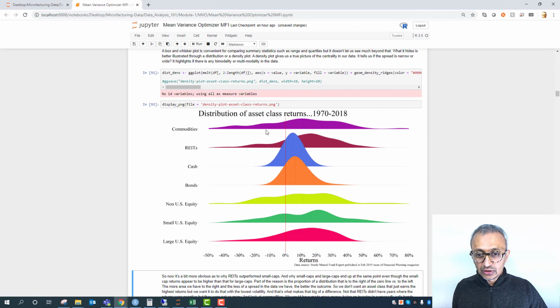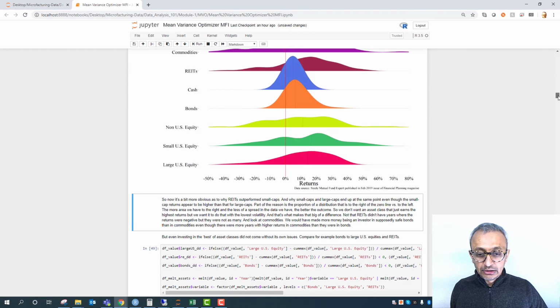And look at commodities. Commodities is basically just flat, right? It has a lot more years in which it was down, and a lot more years it was up, right? But you want to minimize the amount of down, right? You see, look at commodities. We would have made more money being invested in supposedly safe bonds than in commodities. So even then, there were more years with higher returns in commodities than there were in bonds, right?